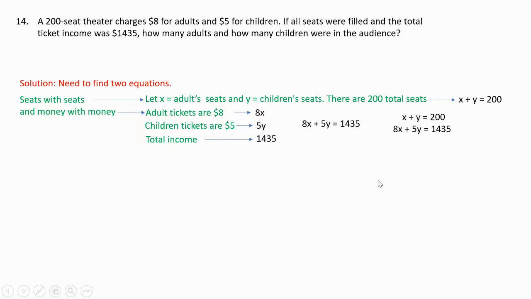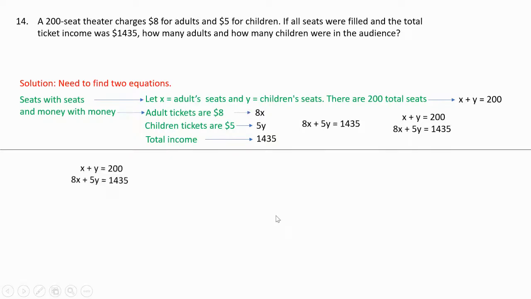Now we can solve it by substitution, by elimination, or by graphing. It's easier to do it by the elimination method because they're already set up in that form. Now we can get rid of the x's or the y's. I'm going to get rid of the x's. So I'm going to multiply every term on both sides of equation 1 by -8. So -8 times x will give us -8x, -8 times y will give us -8y, and -8 times 200 will give us -1600. And equation 2, we'll just bring over.